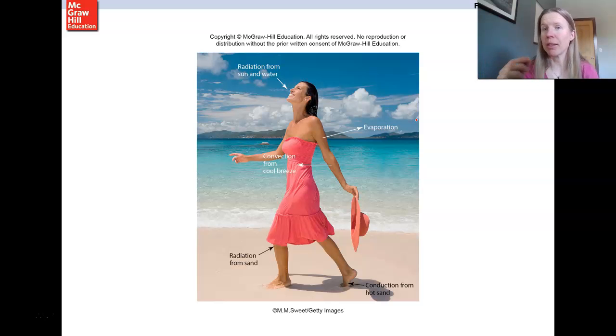The exchange of heat between things that actually aren't in contact, right? You're getting heat radiation from the sun. Conduction, right? She's touching the sand with her foot there. So the exchange of heat when things are in direct contact. Convection, this is the exchange of heat between things like our body and the air or the water.